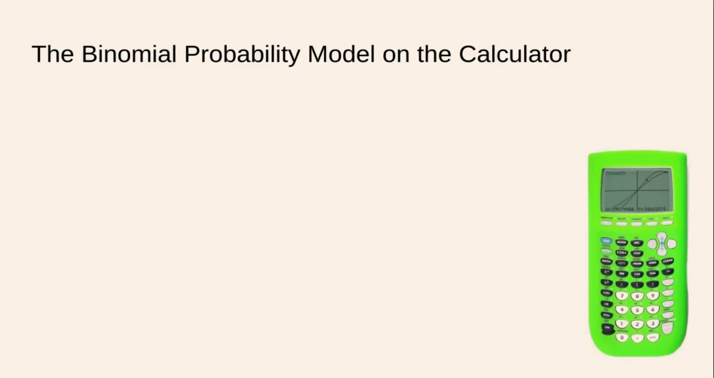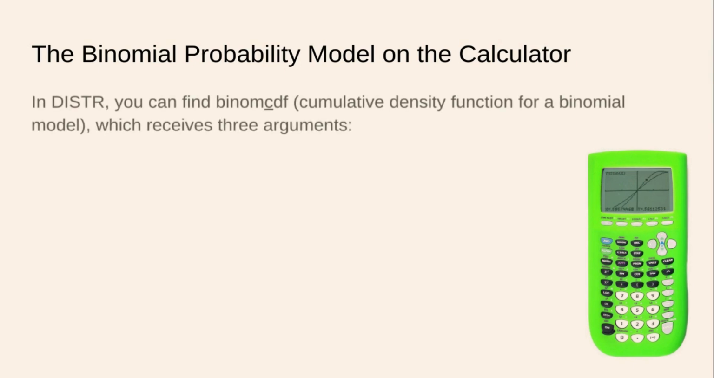So let's try a slightly different problem. You may have noticed there is a binomial CDF on the calculator, not just a binom PDF. So how do we use the CDF? Well, very similar to how we would use the geometric CDF. So in distribution, you can find binom CDF, C referring to cumulative, so it's the cumulative density function for the binomial model, and that receives 3 arguments. Binom CDF is N, P, and C.